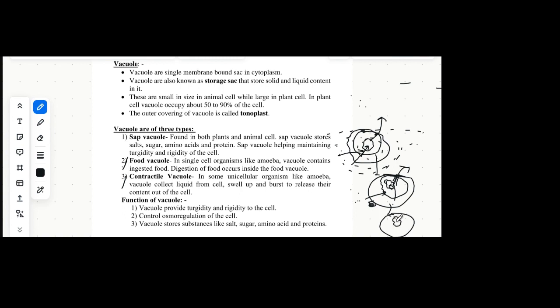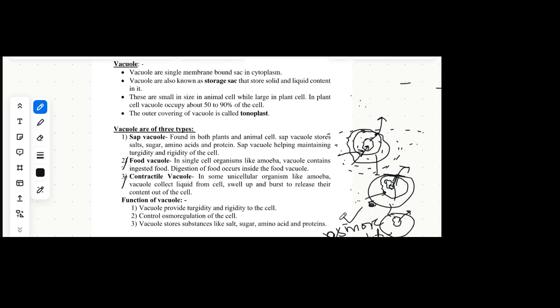So the continuous contraction and relaxation of the vacuole helps in balancing the water inside the amoeba, and this property we call osmoregulation. That's why it is called contractile vacuole, because it continuously contracts and expands to regulate the water inside it, and this we call osmoregulation. So according to our NCERT, there are three types of vacuoles: sap vacuole, food vacuole, and contractile vacuole, right? And the function of contractile vacuole is osmoregulation.